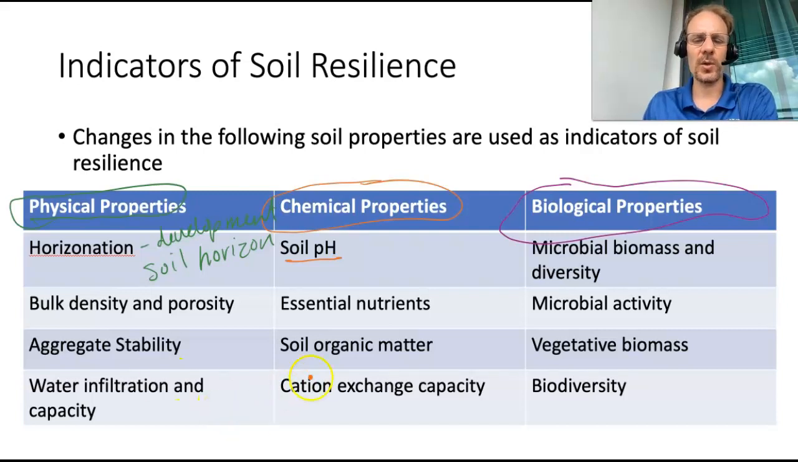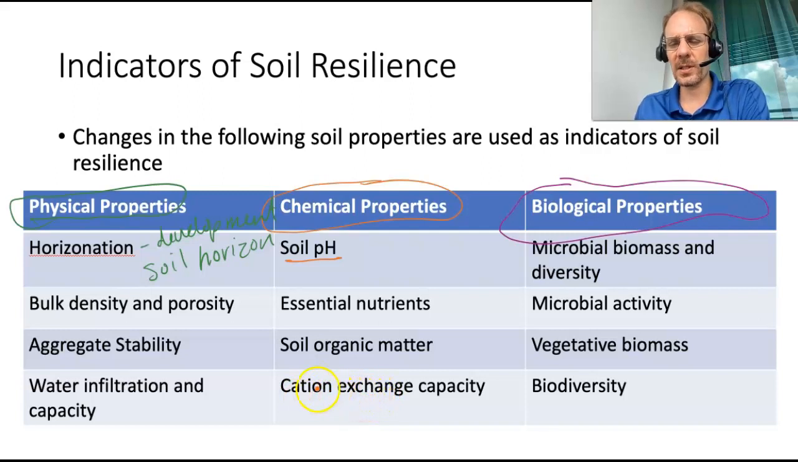Essential nutrients, soil organic matter, and cation exchange capacity all will help promote soil microbial activity and plant growth, thereby increasing soil resilience. So, more essential nutrients, higher soil organic matter, and an ideal cation exchange capacity will increase soil resilience, whereas low nutrients and low organic matter would result in a low soil resilience.